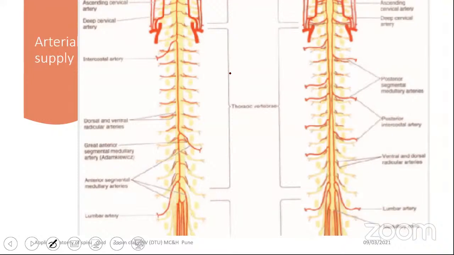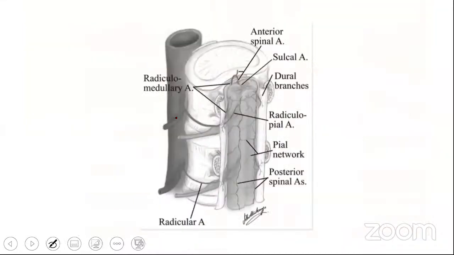The biggest of them is called the artery of Adamkiewicz, the greater segmental medullary artery of the anterior region, and these are the anterior segmental arteries. So there is a rich supply: the posterior segmental medullary arteries and the posterior intercostal artery, and these all supplement the anterior spinal artery, which is the one single artery, and the two posterior spinal arteries.